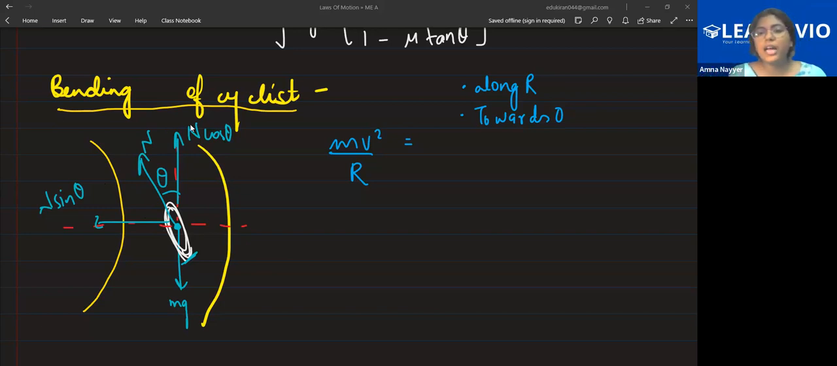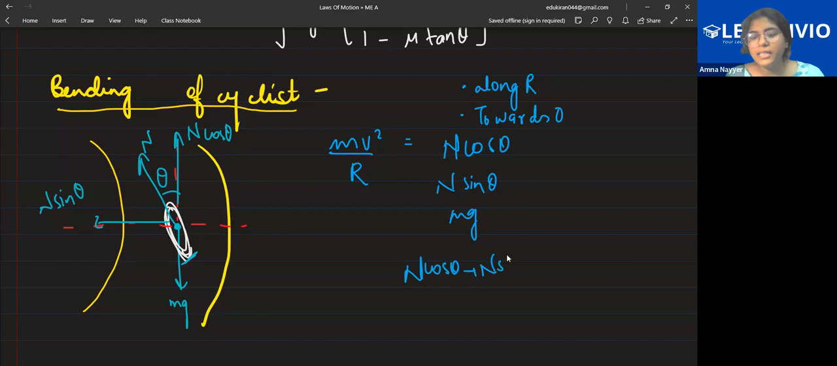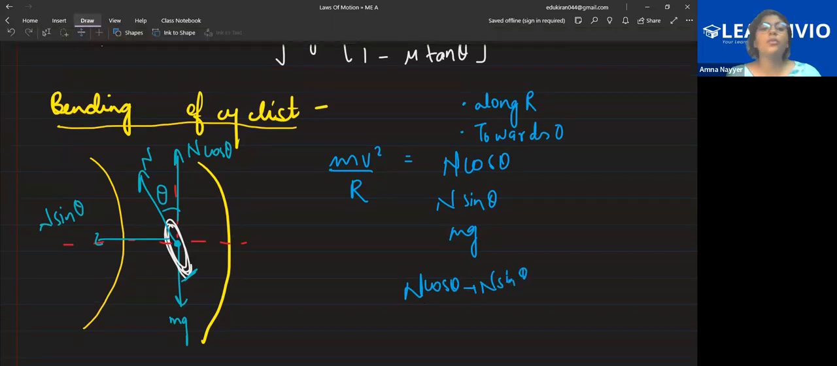Which force should I equate with mv squared over r? Should I put N cos theta? Should I put N sin theta? Should I put mg? Should I make a combination, N cos theta plus N sin theta? Should I write all these together? That's my question to you.